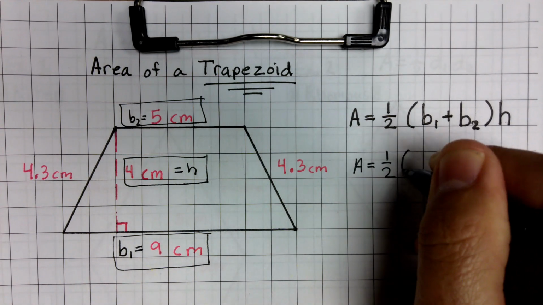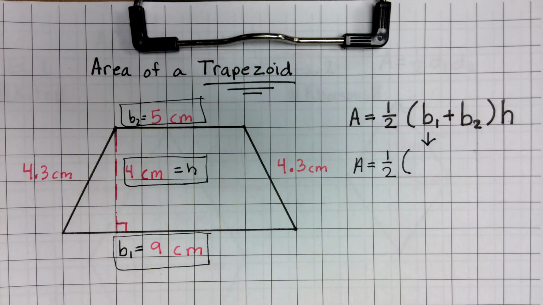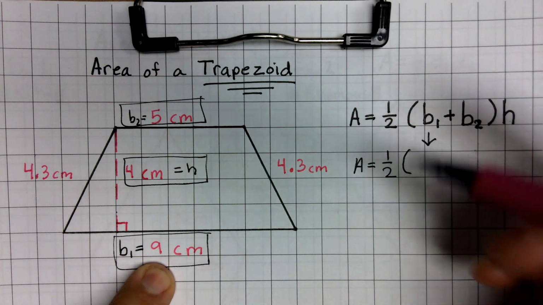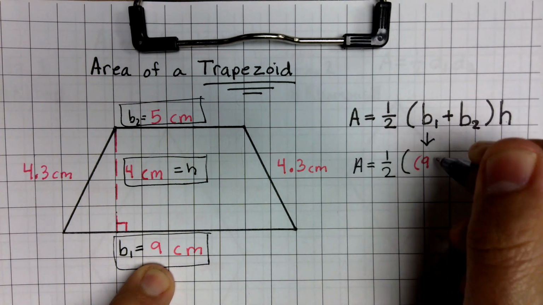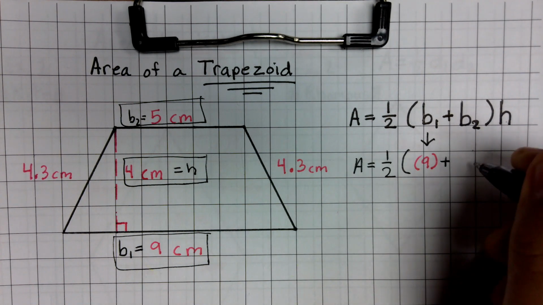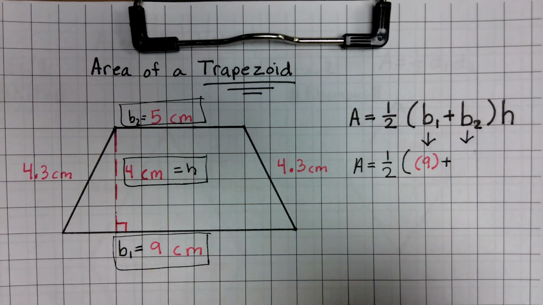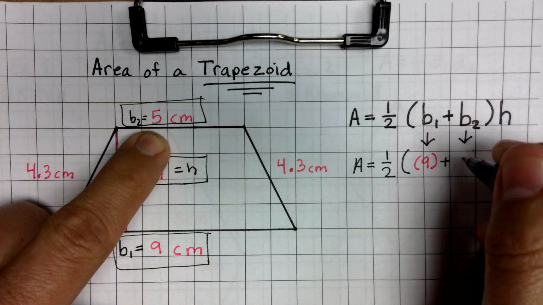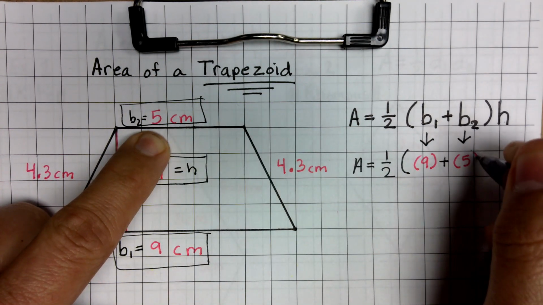So I have 1/2 times my B1 value, and my B1 value is positive 9. So I am going to go ahead and put 9 in a set of parentheses because I'm substituting for a variable, and that's going to be added to our B2 value. In that case, we said B2 was the top one, the top base, and it's 5. So I'm going to put that in parentheses.